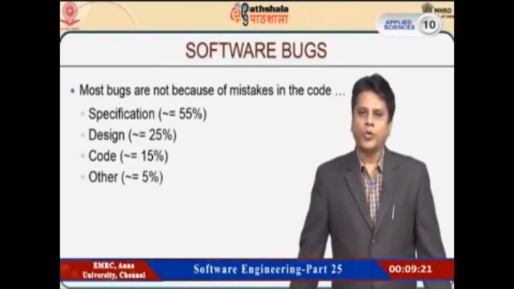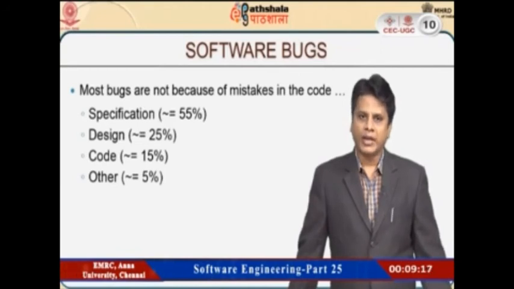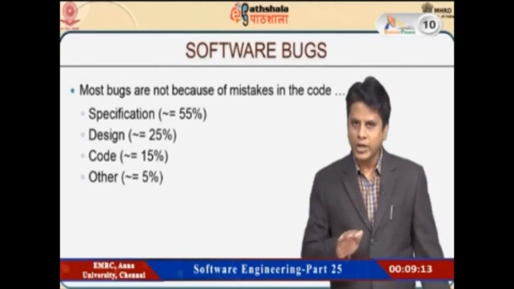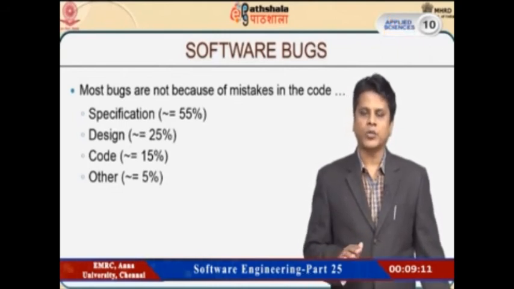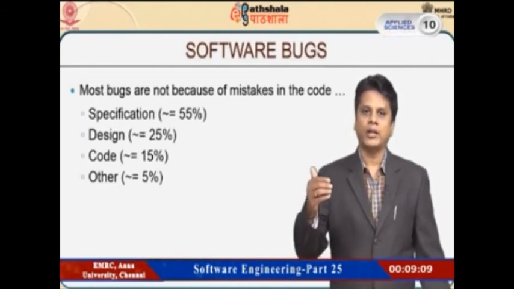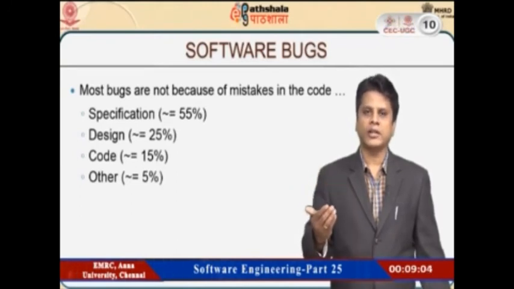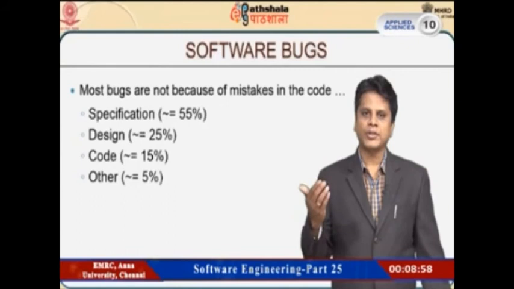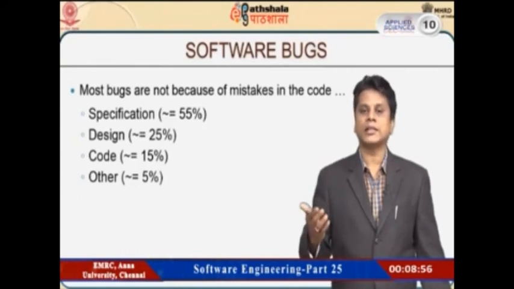So what would be the impact of these bugs during the entire phase of the software development life cycle? Most bugs are not because of mistakes in the code. Not only in the code, as I have already pointed out, it can be at any point. As part of the software development life cycle, it can start from the beginning, that is at the requirements analysis and specification level. So 55% of the bugs turn out at the requirements analysis and specification level.